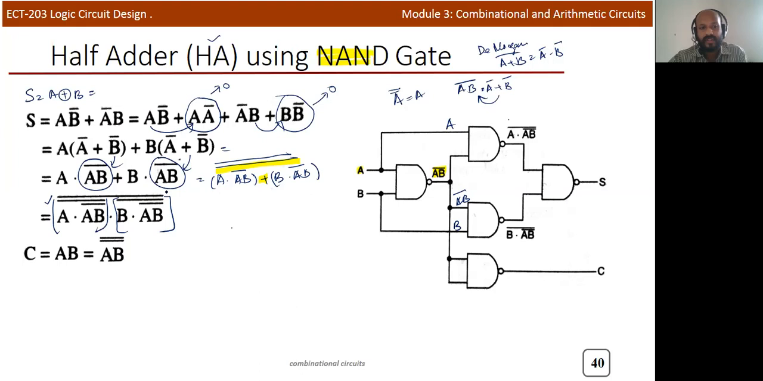Finally, we'll get the S, which is equal to this particular form. Okay. And carry, you know that here you are getting AB the whole bar. So here also AB the whole bar, here also AB the whole bar. Okay, if both inputs are the same, it's equivalent to a NOT gate, so the output will be AB. Okay, so you are getting sum and carry. Okay, it's actually the design of a half adder by using a NAND gate.